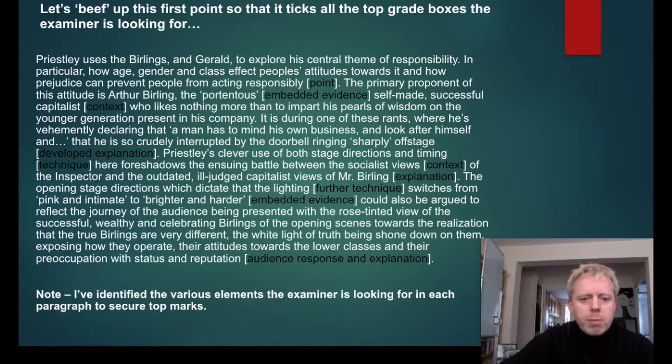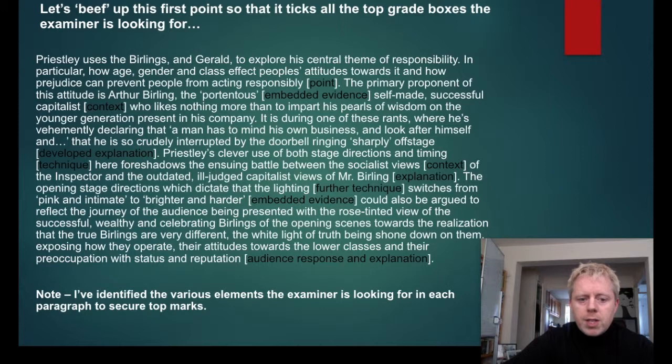The primary proponent of this attitude is Arthur Birling, the portentous, self-made, successful capitalist who likes nothing more than to impart his pearls of wisdom on the younger generation present in his company. It is during one of these rants, where he's vehemently declaring that a man has to mind his own business and look after himself, that he is so crudely interrupted by the doorbell ringing sharply off stage. Priestley's clever use of both stage directions and timing here foreshadows the ensuing battle between the socialist views of the inspector and the outdated, ill-judged capitalist views of Mr. Birling.